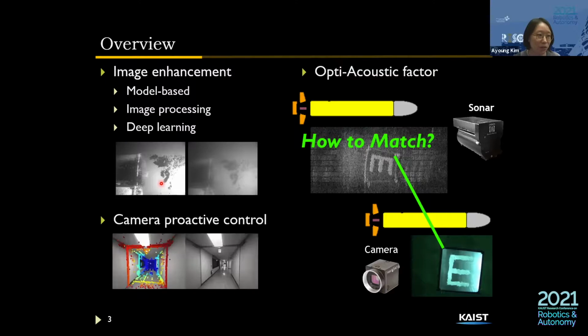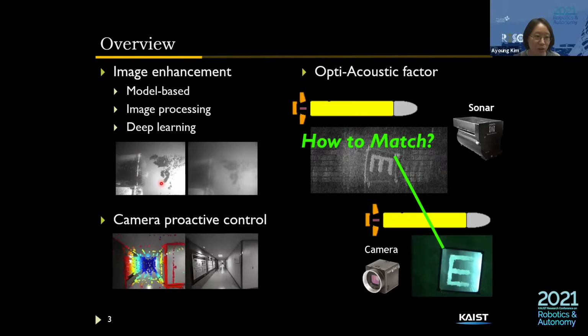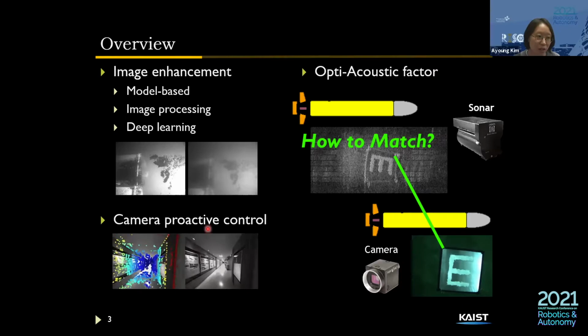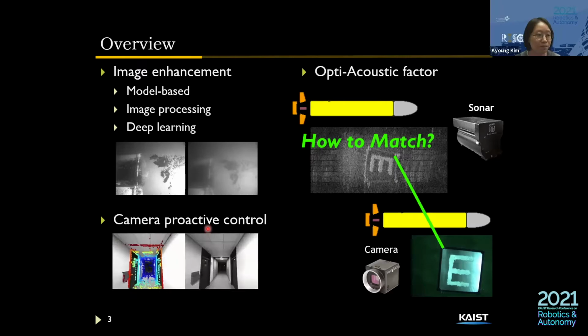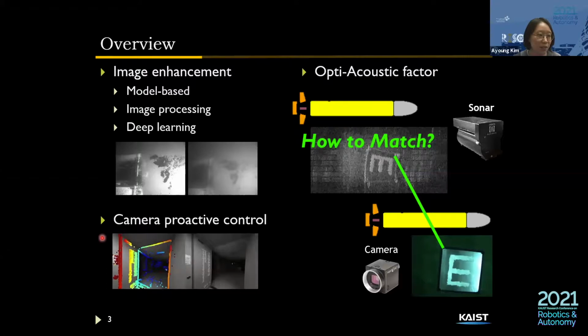But another thing is, what if we can make the camera work better, more proactively, before taking an image? Can we control the exposure time or gain more adaptively than the auto exposure control or manual control that we use in a built-in camera? So the second half of the first topic is about camera control to make the camera just better.